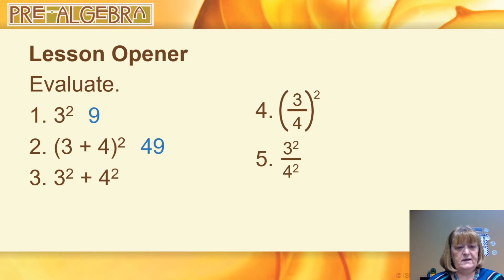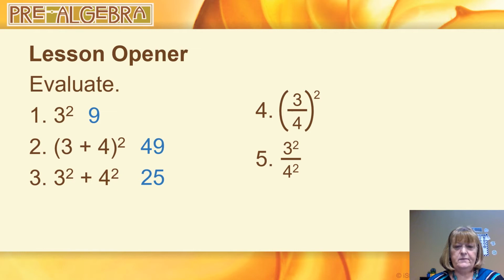All right, now let's look at the next one. 3 plus 4 squared. Notice the quantity is squared. 3 plus 4 is 7. 7 squared is 49. What happens when you square them separately? 3 squared is 9, plus 4 squared is 16. 9 plus 16 is 25. So notice the difference, how the parentheses make a difference there.